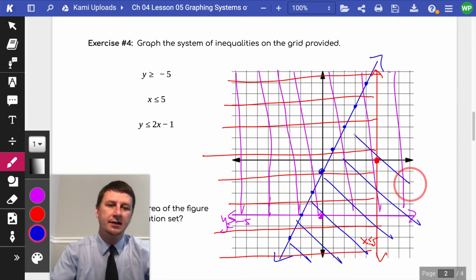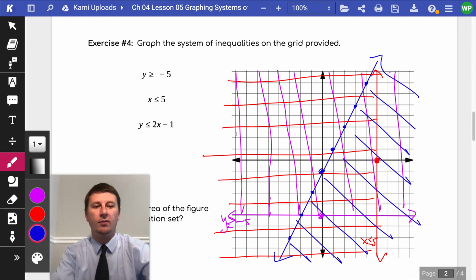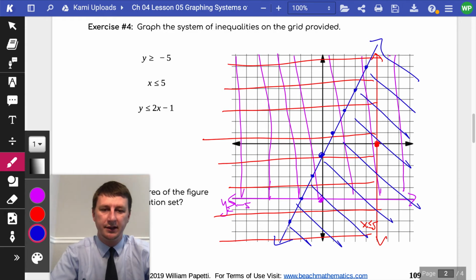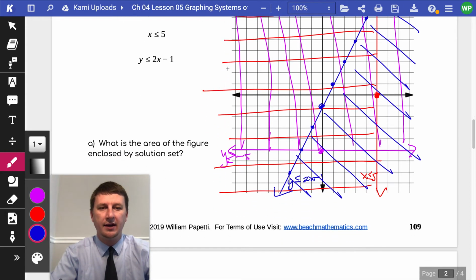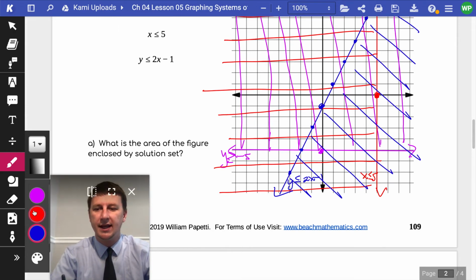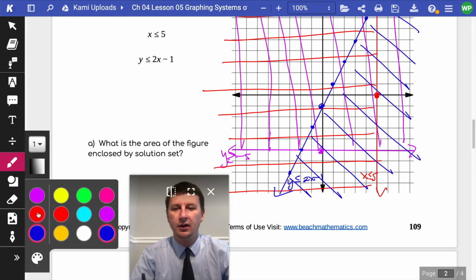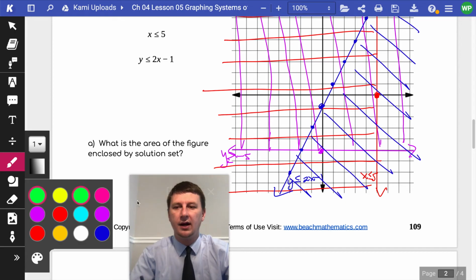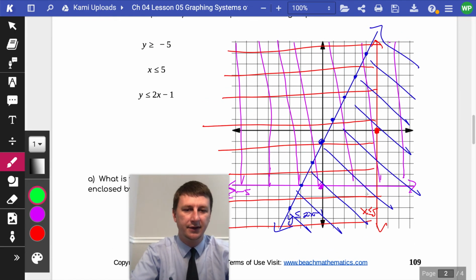So remember, a system of inequalities is 2 or more. So this is the first time we're seeing that or more part right here. So we have 3 separate inequalities, and this one is y is less than or equal to 2x minus 1. But how do these all work together? It says, what is the area of the figure enclosed by the solution set? So we want to take a look at where our area is of this figure. So the figure we should see is a triangle.